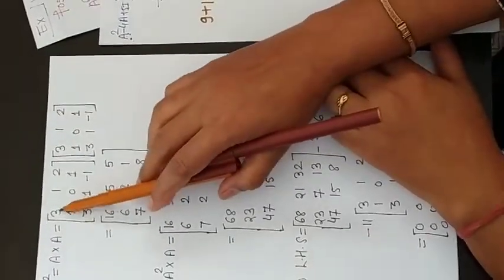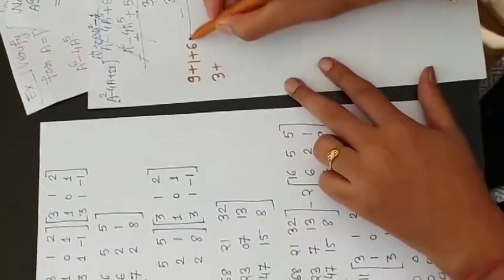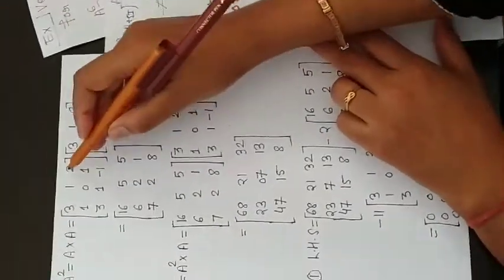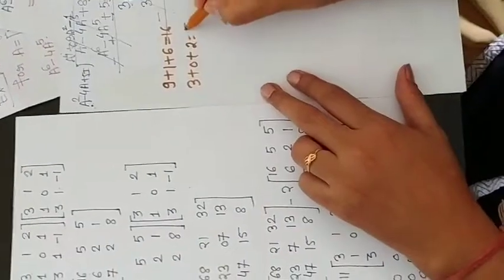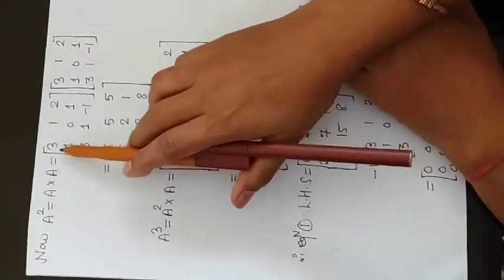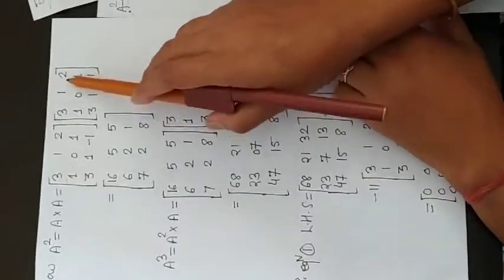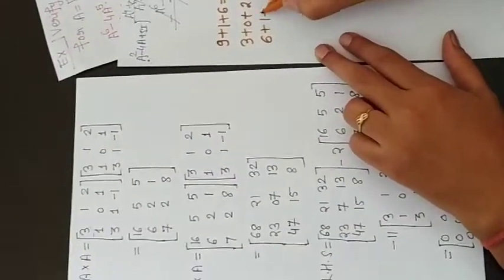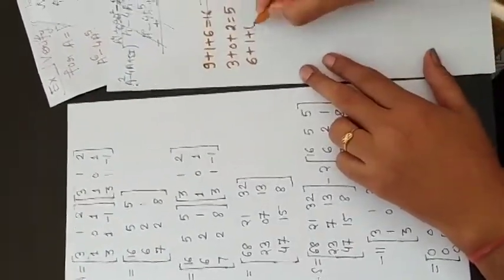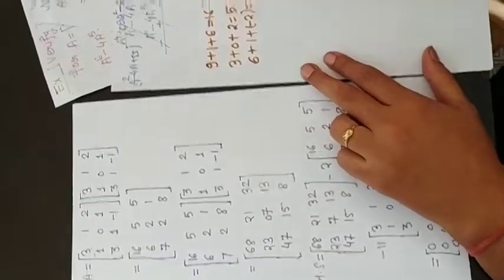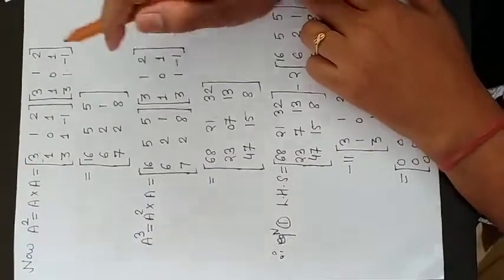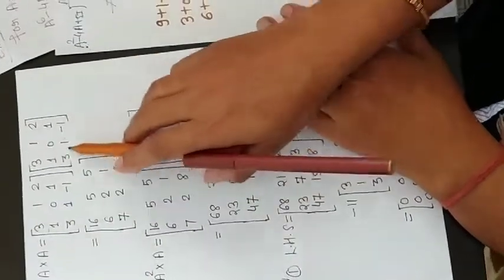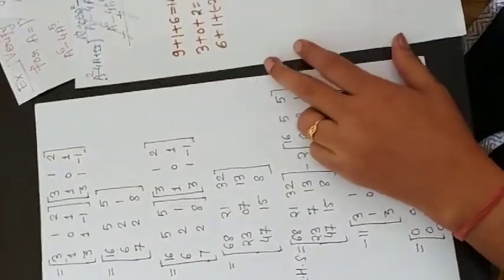Okay. Now next, 3 into 1, 3. Then plus 1 into 0, 0, plus 2 into 1 is 2. How much? 5. So next, again first row, third column, 3 into 2, 6, plus 1 into 1, 1, plus 2 into minus 1, which is minus 2. So how much is it? 5. So like this. Now all the columns are over. So next move on to the next row. Right? Second row, first column, then second row, second column, second row, third column. Like this we'll do.